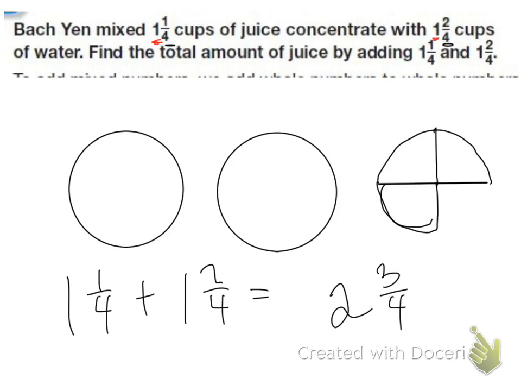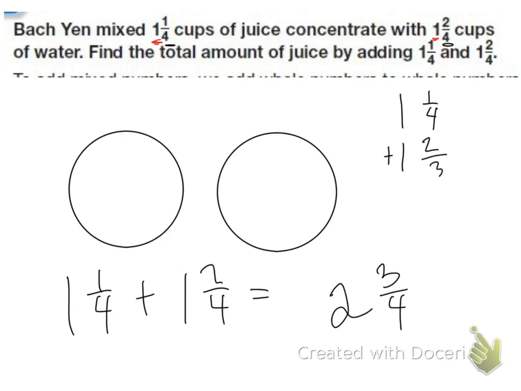Sometimes it helps to stack these numbers when I'm adding them. So if I went 1 1/4 plus 1 2/4, that just helps us remember that I need to add the fractions and add the whole numbers. Okay, so 1/4 plus 2/4, there we go. 1/4 plus 2/4 is 3/4, and 1 plus 1 is 2.